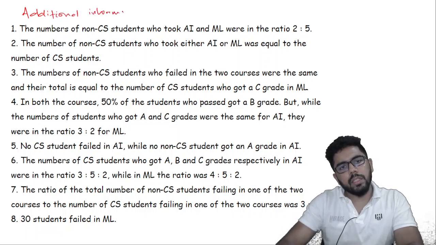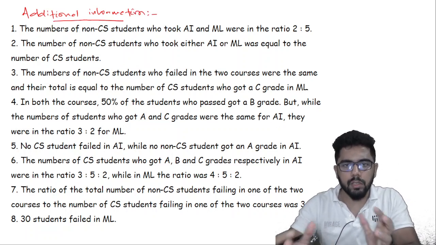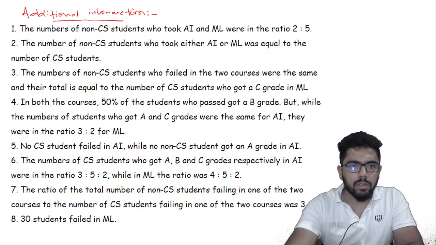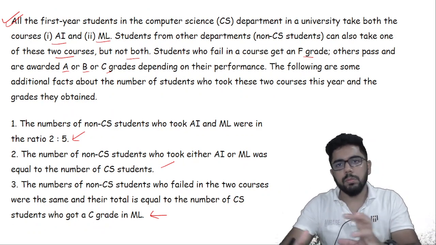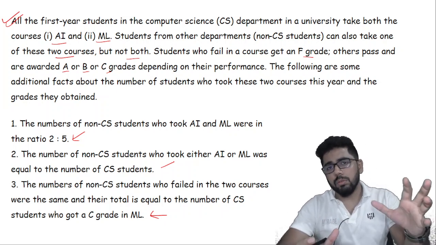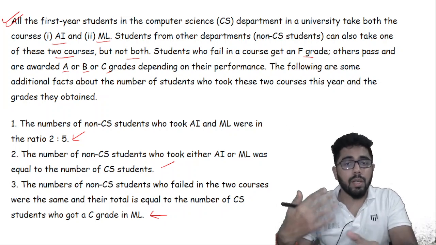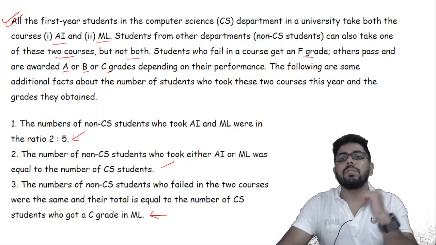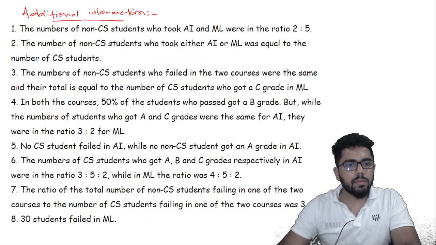I haven't started explaining the question. This is for people who want to solve it themselves first. So you understood what the question is. There are two courses and two departments, computer science and non-computer science. The computer science people take both the courses, non-computer science either one of the two courses. Based on that, you have 4 possible grades, A, B, C, and if you fail, you get an F grade. And these are the additional information given, 8 statements.